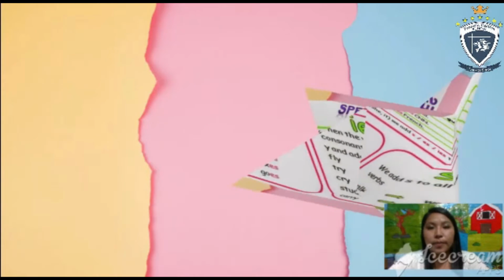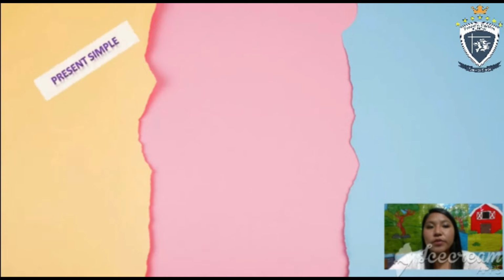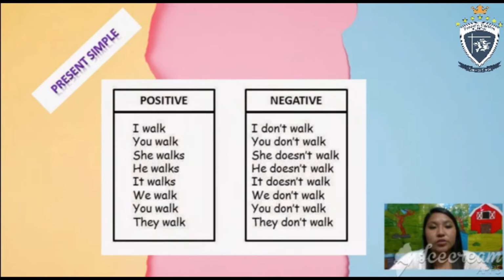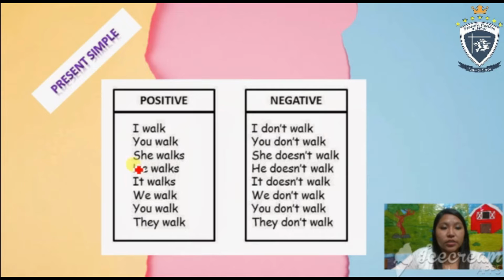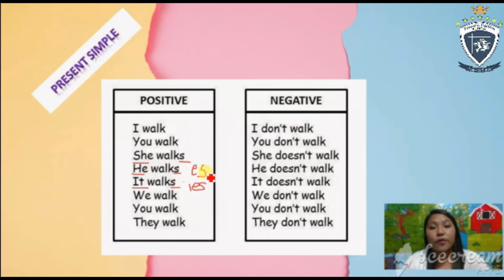Now, we were talking about the affirmative, and like you can see in this chart, this is the affirmative or positive form. There is only change when we talk about the pronouns he, she, it. We add an s or an es. That was in the affirmative or positive case. But now we are going to talk about the negative.